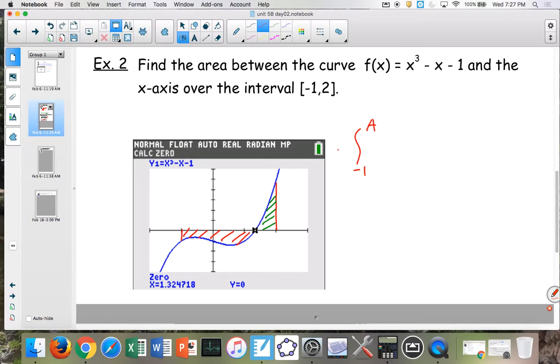Now, I'm going to have to do the opposite of what that gives me because it's going to give me a negative amount. So I'm going from -1 to that a value of my function. And then I'm going to add to that the integral from a to 2, which will give me a positive amount, and that should give me my answer.